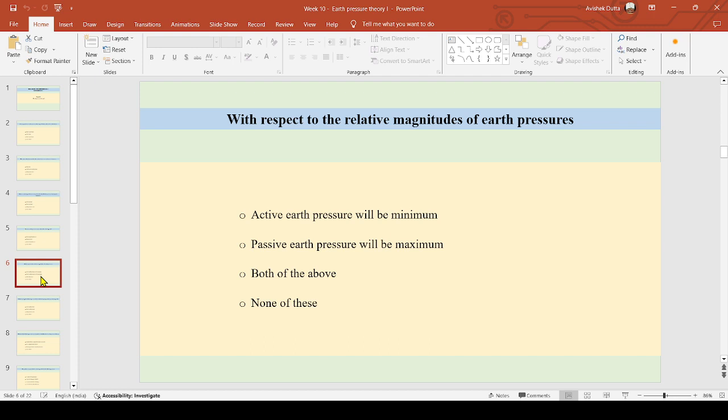Second option, passive earth pressure will be maximum. Third option is both of the above, that is, both the first and second options are correct. And the last option is none of these. None among these statements are correct.